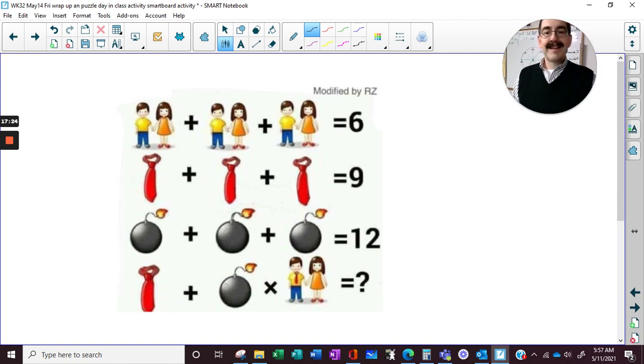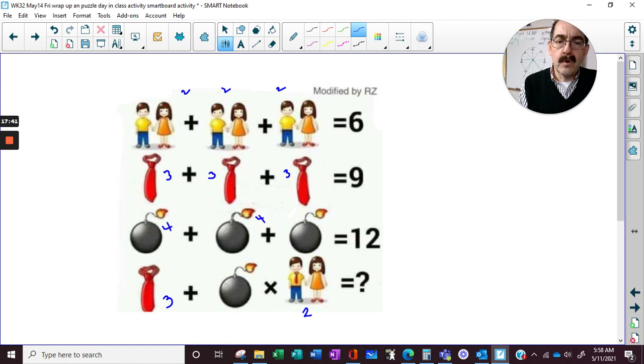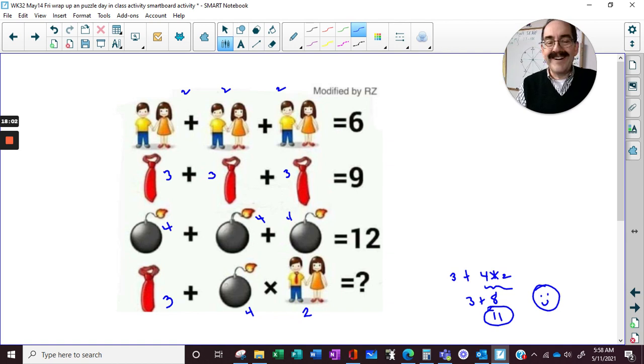Alright, welcome back. Now, here's the Monty way. Did you guys all get an answer? Alright. 2 plus 2 plus 2. So the people is 2, the couple. Tie: 3, 3, 3. Tie is 3. Bomb: 4, 4, 4, 4. PEMDAS. 3 plus 4 times 2. 8. 3 plus 8. 11. You get 11? No? Yes? Have a discussion. Alright. That's the Monty way. Now, let's move on.